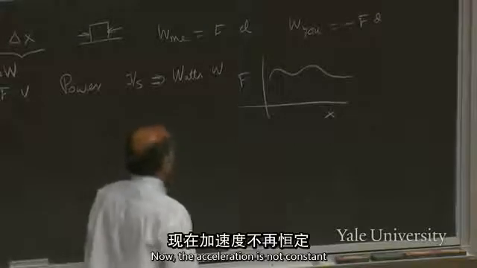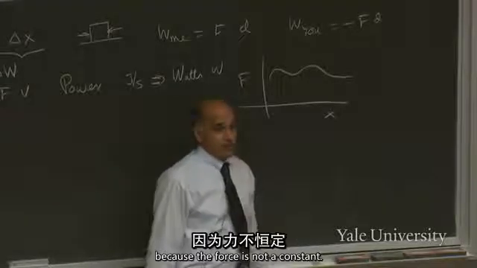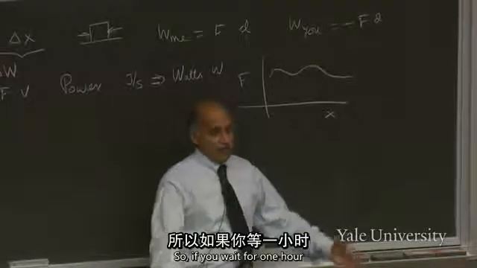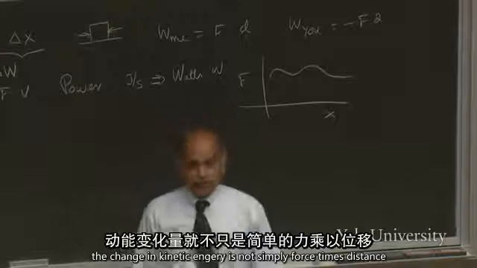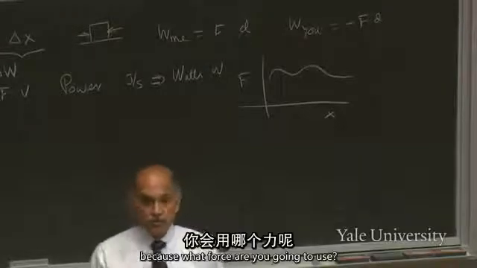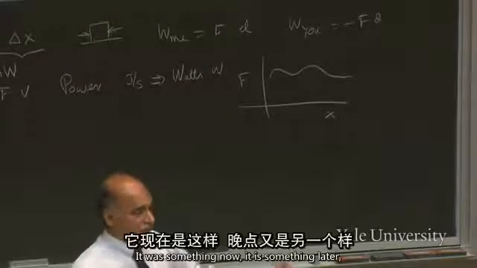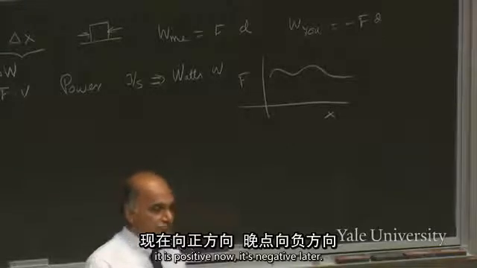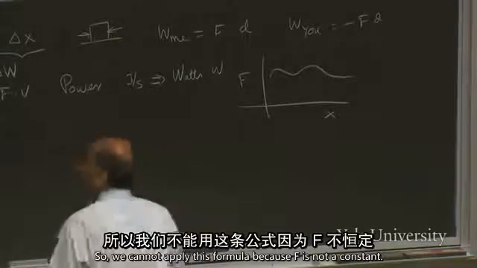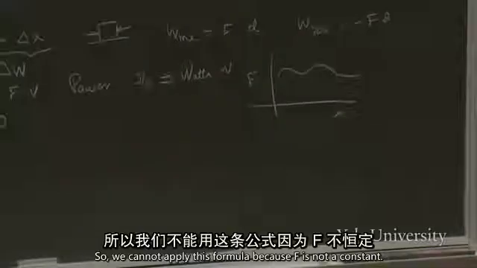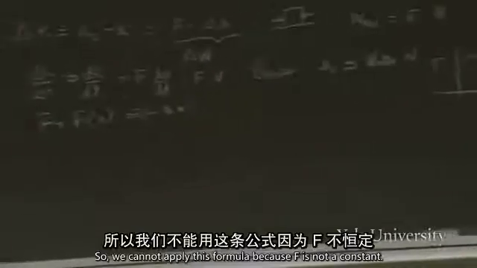Now the acceleration is not constant because the force is not a constant. So if you wait for 1 hour, the change in kinetic energy is not simply force times distance, because what force are you going to use? It was something now, it is something later, it's positive now, it's negative later. So we cannot apply this formula because f is not a constant.